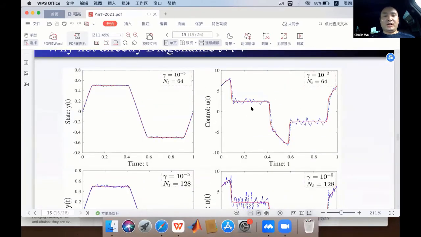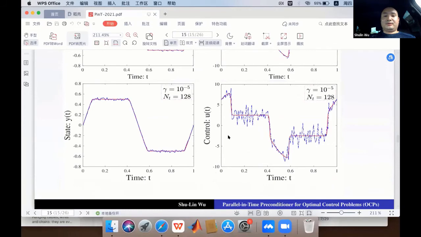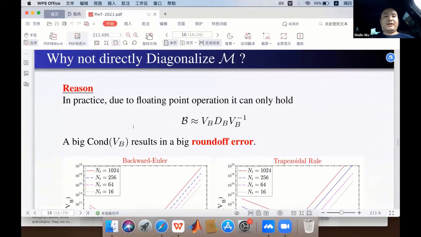And if we increase the number of time steps, we see oscillation of the control variable and the state variable. And if we continue to increase the number of time steps, we can get nothing. This is because in practice, due to floating point operations, we cannot expect the diagonalization to hold exactly. So there are differences between the matrix B and its diagonalization formula, and the difference results in a big error if the condition number of the eigenvector matrix is big.